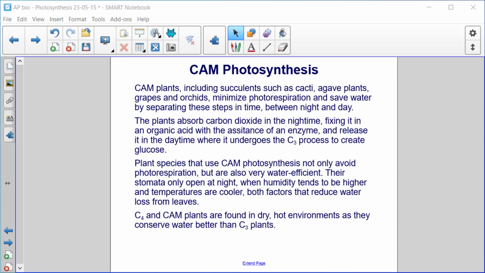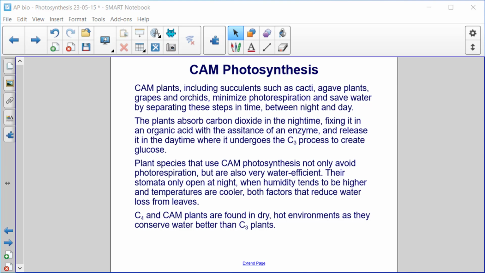CAM photosynthesis. CAM plants, including succulents such as cacti, agave plants, grapes, and orchids, minimize photorespiration and save water by separating these steps in time between night and day. Like plants in the desert, they don't want to lose all of the water out of their stomata. They want their stomata to be closed during the day. But the problem is that photosynthesis only occurs during the day and needs carbon dioxide. So plants have evolved this CAM process where they've separated the steps between night and day to make it more efficient.